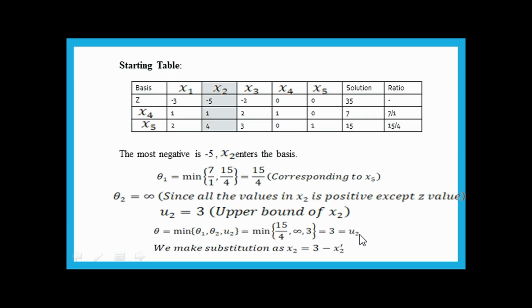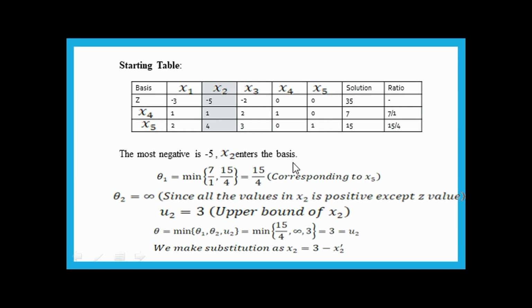Now we move into the algorithm. First, the starting table. The headings are basis, x1, x2, x3, x4 and x5, which are slack variables, and solution and ratio. We have the objective function as maximization z. The slack variables are x4 and x5, which form the basis. The z row values are minus 3, minus 5, minus 2, 0, 0. The solution is 35. The x4 row values are 1, 1, 2, 1, 0. The solution is 7. The x5 row values are 2, 4, 3, 0, 1. The solution is 15. In this table, the most negative value is minus 5, which corresponds to x2.